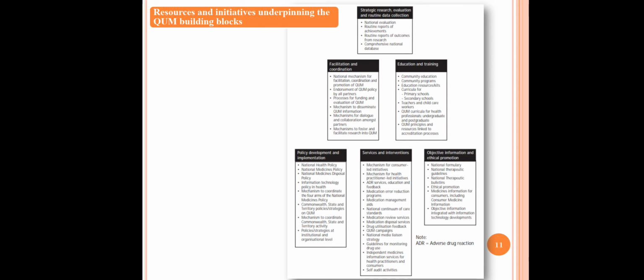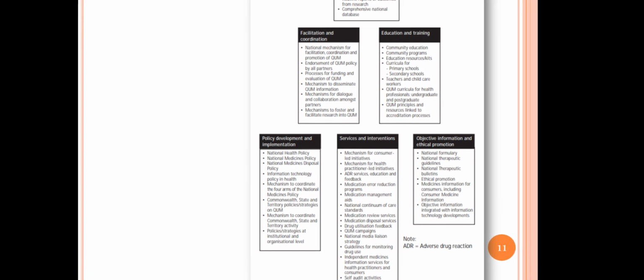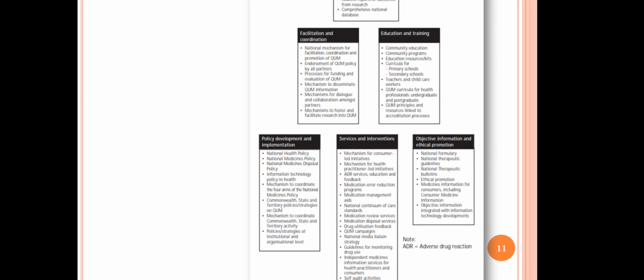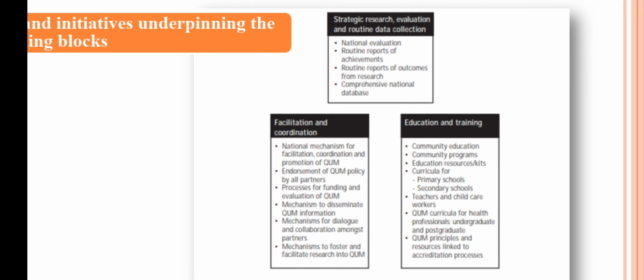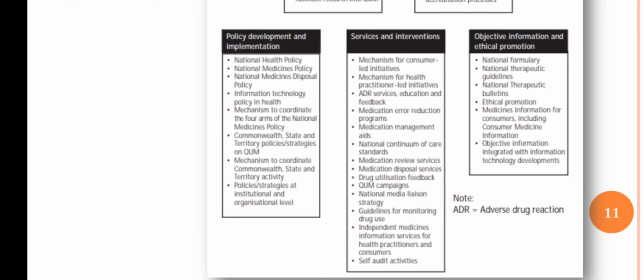Then services and interventions: mechanisms for consumer initiatives, mechanisms for health practitioners, ADR services, education and feedback, medication error reduction programs. Then objective information and ethics: national formulary, national therapeutic guidance, national therapeutic bulletins, ethical promotion, etc. Thus, these are the resources and initiatives underpinning the building blocks.